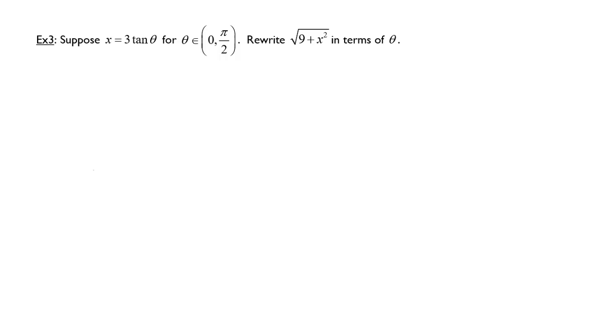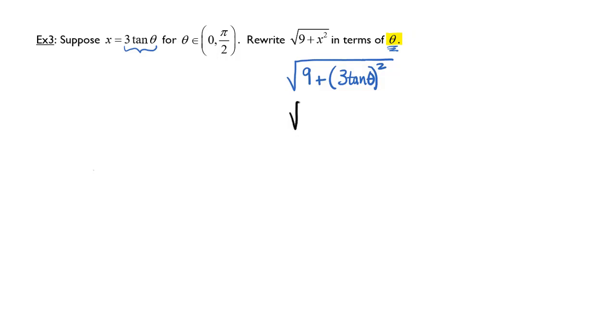And we need to rewrite the square root of 9 plus x squared in terms of theta. Well, if we know that x is equal to 3 tangent of theta, then we can use a substitution to replace the square root of 9 plus x squared with the square root of 9 plus 3 tangent of theta, and now we'll square it. Now it is in terms of theta, which is what we were asked to do.